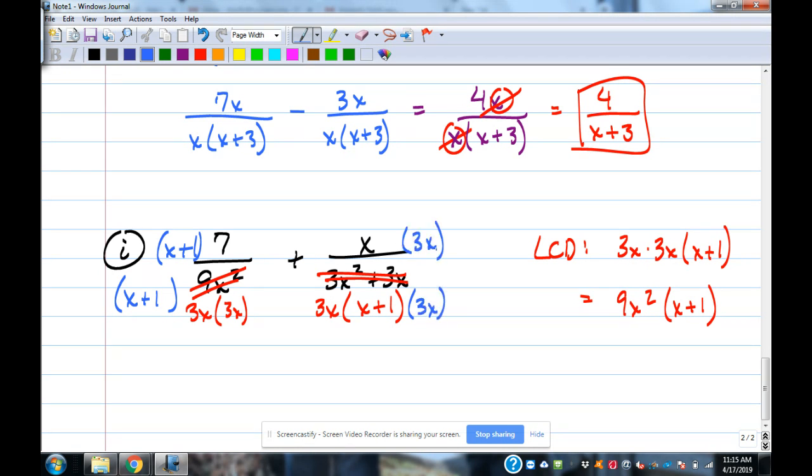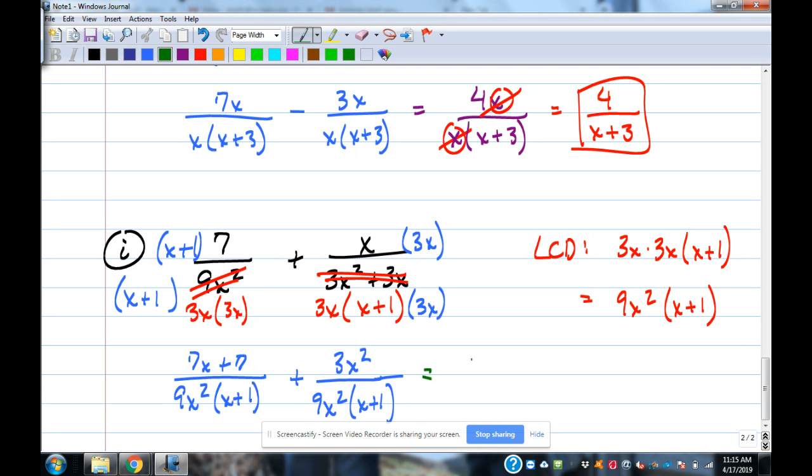Okay. And then that's going to give me 7x plus 7 over, I'm just going to rewrite it as 9x squared x plus 1 plus 3x squared over 9x squared x plus 1. Okay, then we go to see if we can add those together. It doesn't have any like terms. So I'm just going to rewrite it as 3x squared plus 7x plus 7 over 9x squared x plus 1.